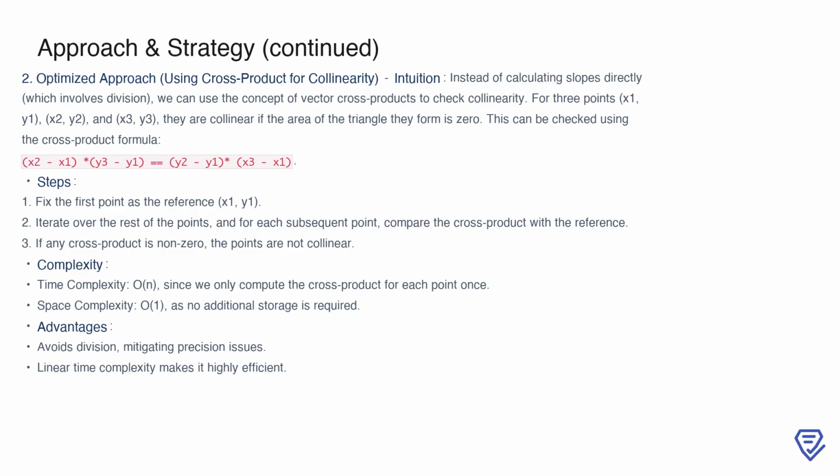To apply this, we fix the first point as a reference and iterate through the remaining points, comparing the cross-product for each subsequent point. If any cross-product is non-zero, the points are not collinear. This method is highly efficient, with a time complexity of O(n), as we only need to compute the cross-product once per point. Additionally, it avoids division, which eliminates precision issues and edge cases like division by 0. This makes the cross-product approach both robust and computationally optimal.